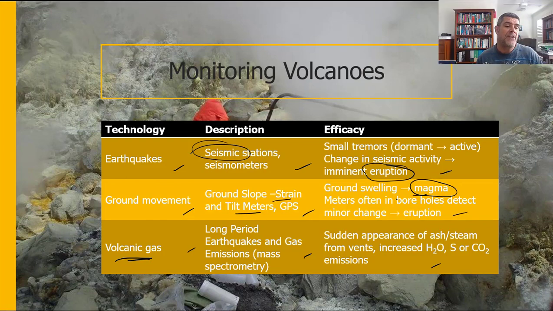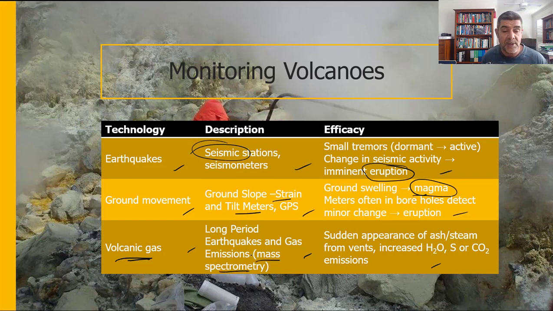I mentioned too that there can be a number of gases that can be emitted through small vents that might be appearing around the sides of a swelling, which, as I said, was the case for Mount St. Helens. And this appearance of ash or steam, increase in sulfur, potentially carbon dioxide emissions, all of which can be analyzed through the process of mass spectrometry.